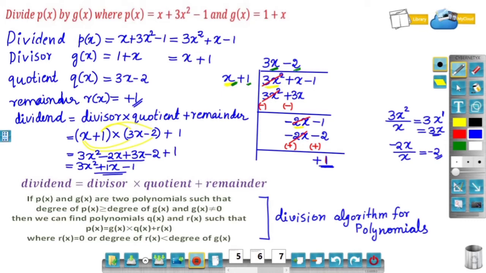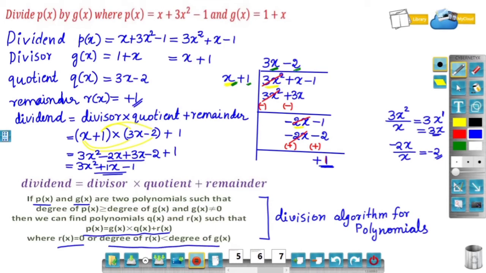So division algorithm for polynomials states that if p of x and g of x are two polynomials such that degree of p of x is greater than or equal to degree of g of x and g of x not equal to 0, then we can find polynomials q of x and r of x such that p of x is equal to g of x into q of x plus r of x, where r of x is equal to 0 or degree of r of x is lesser than degree of g of x. This is called division algorithm for polynomials.